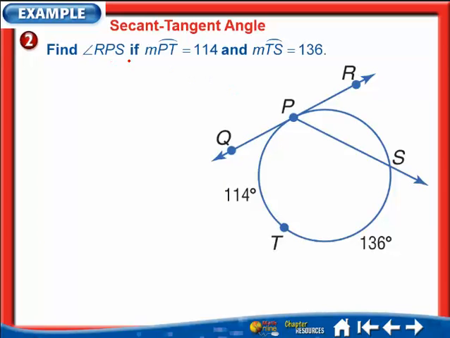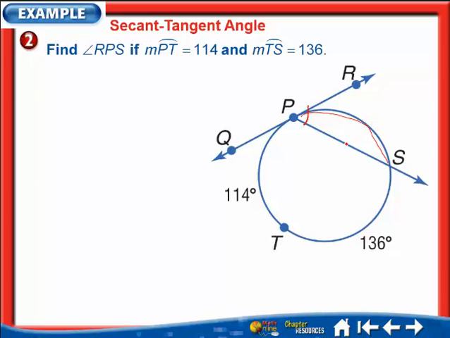They're asking us to find angle RPS. Well, first you got to identify the angle you're looking for. Make sure you're finding the right one. And we know that these arcs, PT are 114 and TS is 136. Well, in order to find this missing angle that they're asking us to find, we have to know the arc length of the intercepted arc here. And we don't have that.